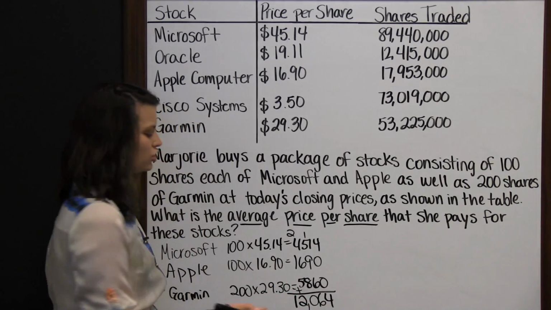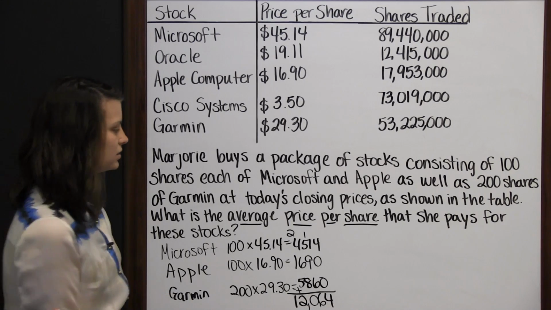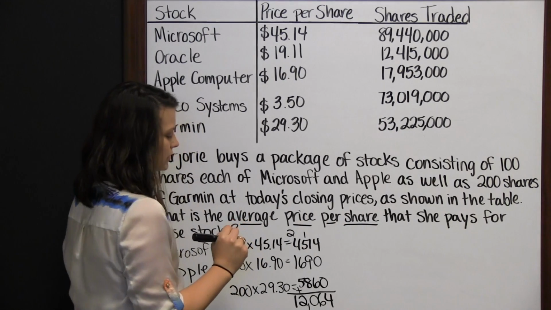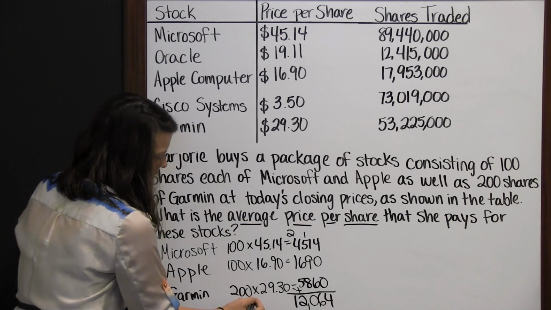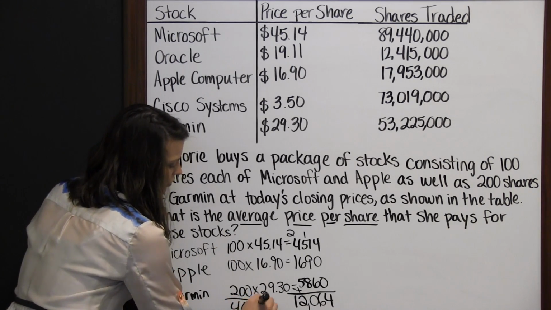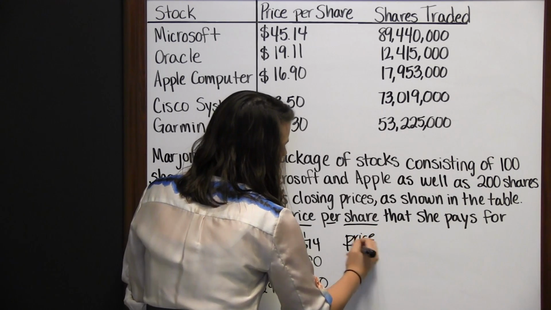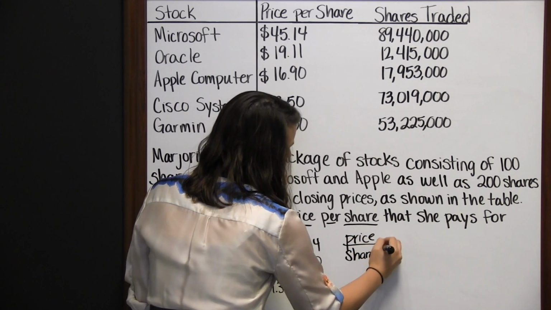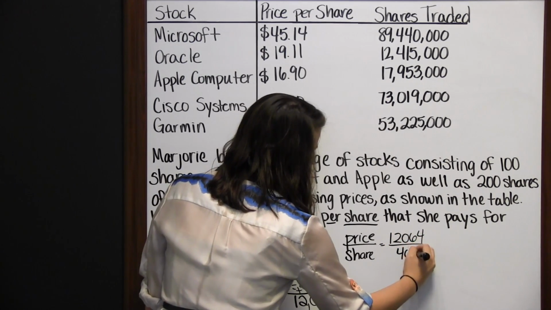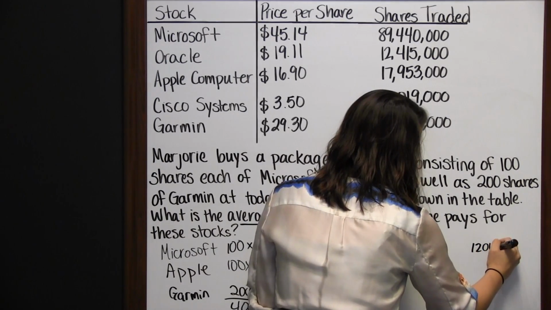So that means she spent a total of $12,064 on all of these stocks. That's our price. Now we need to find our shares. And that total can be found right here. Just add these up. 200 plus 100 plus 100. That's a total of 400 shares. So the average price per share would be $12,064 divided by 400 shares. So all we have to do is divide those two numbers.